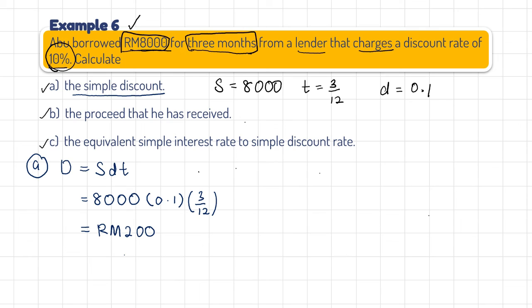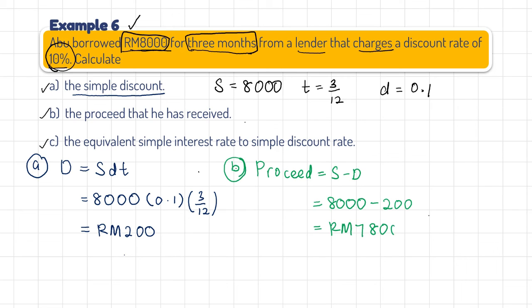The next question is B. We need to find the proceeds. The formula for proceeds is proceeds equals S minus D. It will be equal to 8,000 minus D, which is the one that we found in A, which is 200. Just simplify your equation and you will get RM 7,800 ringgit. So this is the answer for the second question.